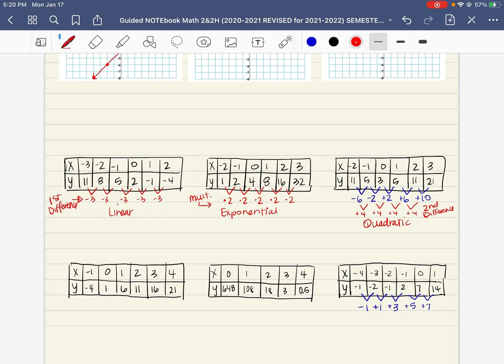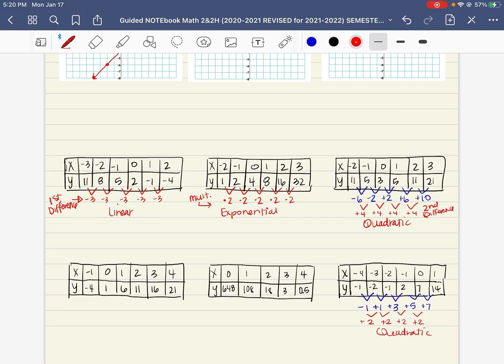So in this one, again, if we look at the second difference, -1 and +1 are 2 units apart on the number line. 1 to 3 is also adding 2, so we can see that we're consistently adding 2 in that second difference. So this one would also be quadratic.